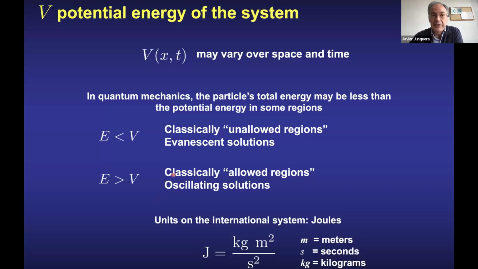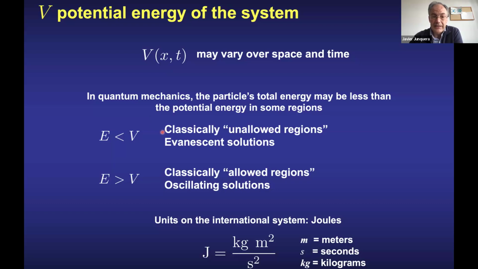And then the last ingredient here is the potential. And the external potential, in principle, may depend also on the position and time, okay? So one important thing in quantum mechanics, as I will describe next week, is that the particle's total energy may be less than the potential energy in some regions. So classically, this behavior is not allowed.